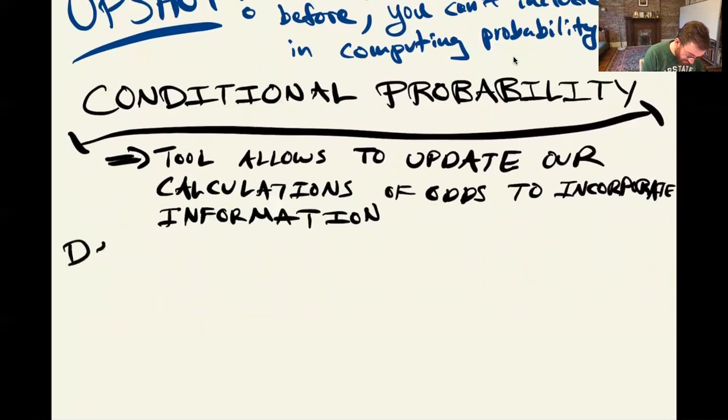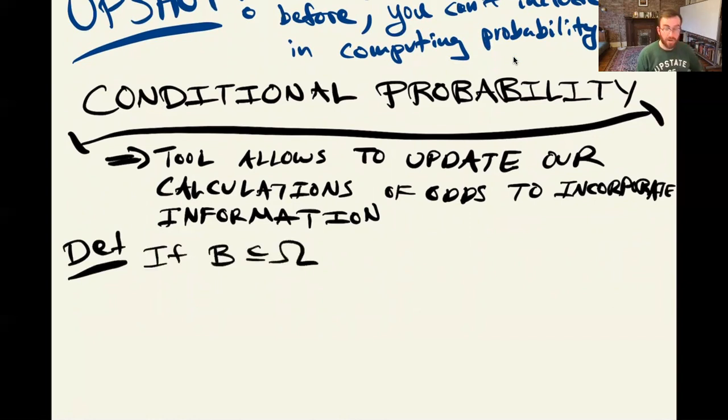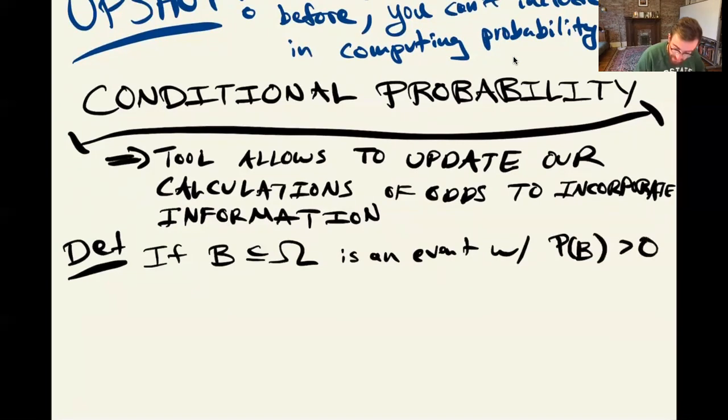So here's our definition. If B is a subset of our sample space omega, we think of this as an event. So if B is an event, and let's assume that the probability of that event is greater than 0. In some sense, if we're going to take into account something that's actually happened, we need to assume it has some chance of happening. Otherwise, we might get some silly answers. And you'll see why right now in the definition.